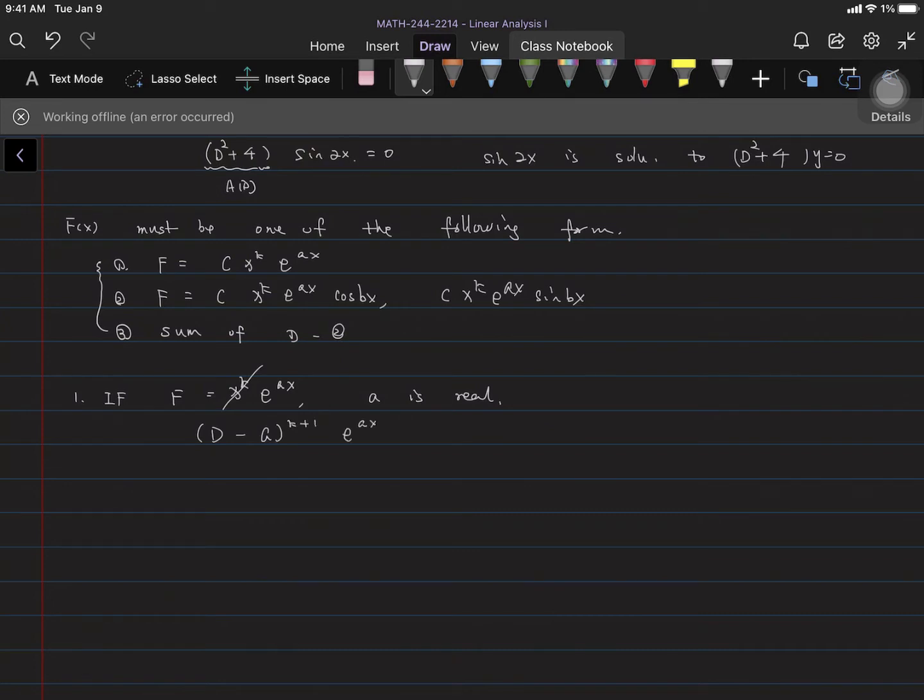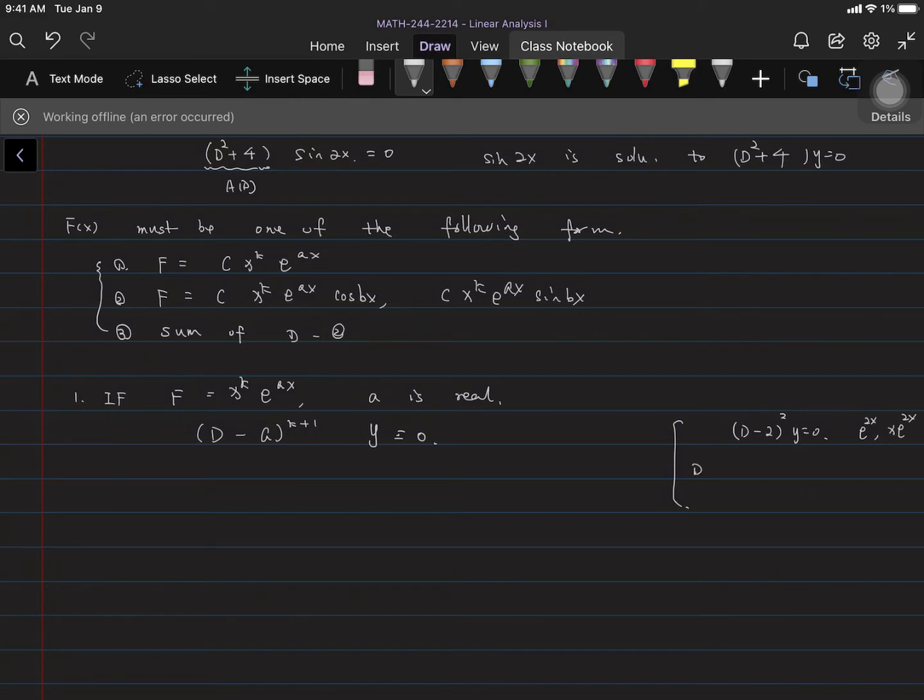E to the ax can make that into 0. Y equals 0, okay? We can have a quick review here, don't worry too much. So let's see, what is the solution of (D minus 2) squared? Do you remember? It should be e to the 2x, but because we have the power 2, we should have x e to the 2x, right?